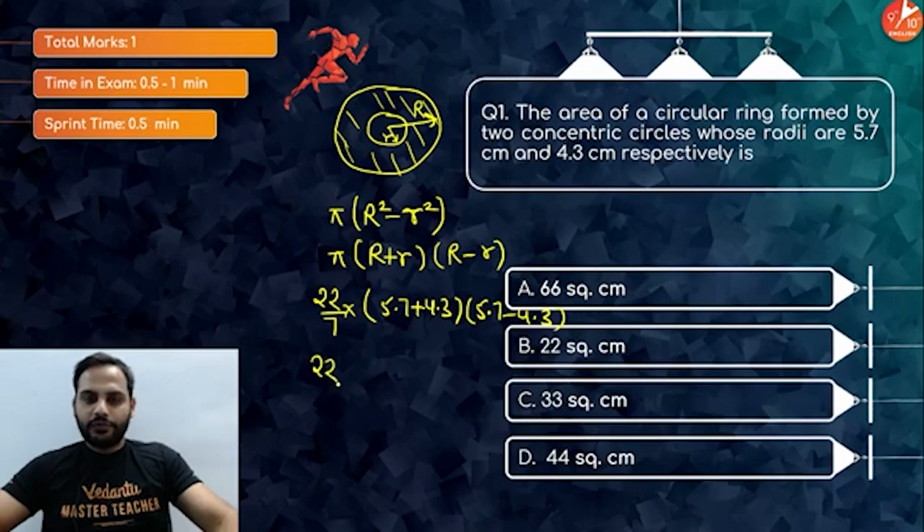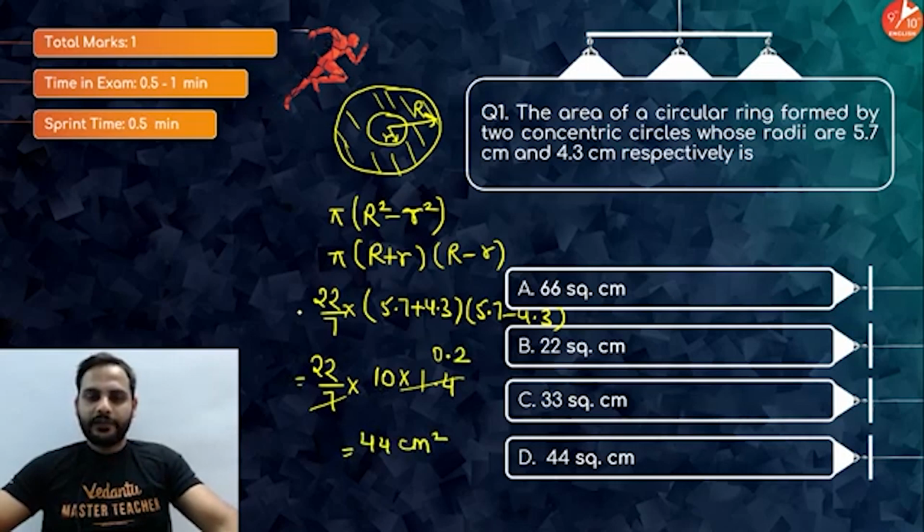So this will be 22 by 7, 5.7 plus 4.3. So 5 plus 4 is 9, 7 plus 3 is 10. 5.7 minus 4.3, so 7 minus 3 is 4, so 1.4. Alright, so this will get cancelled. 0.2 times 7 into 10 is 2. 2 into 22 is 44 centimeter square. Easy. So you can see the calculations are comparatively easy for this.